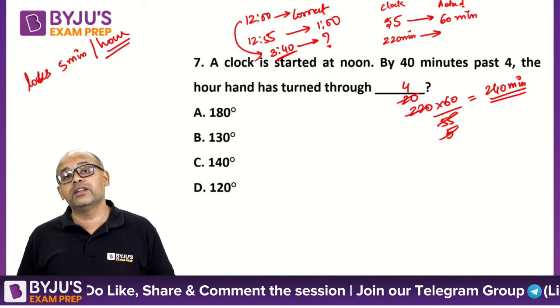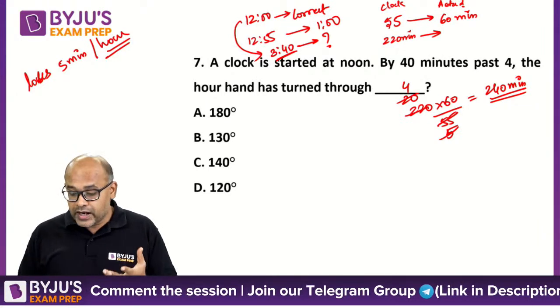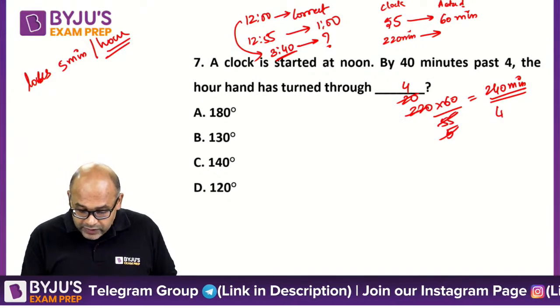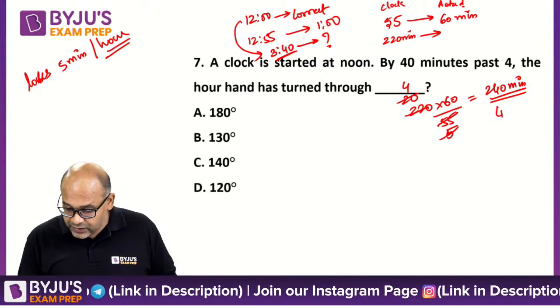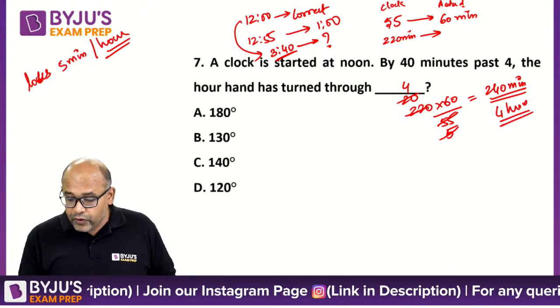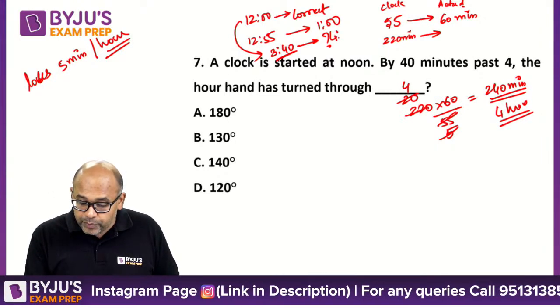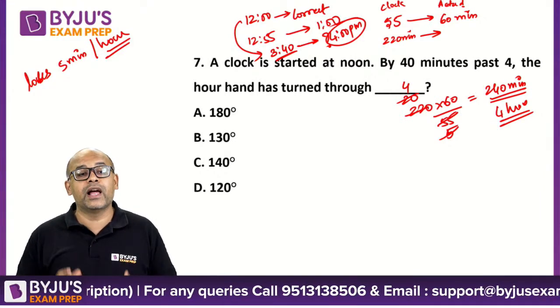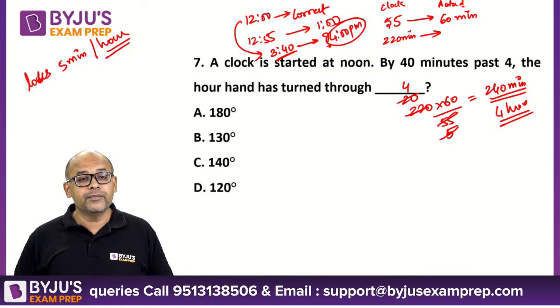So how many hours is it? 240 by 60, which is 4. Okay, so this is 180 plus 220. Yes, this is 4 hours. 4 hours means it would be showing 4 p.m. It would be showing 4 p.m. This is how you calculate. Is that clear, Vicky?